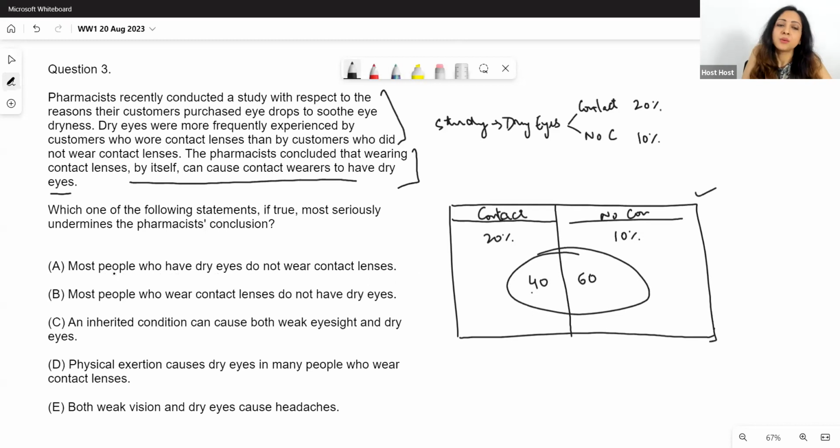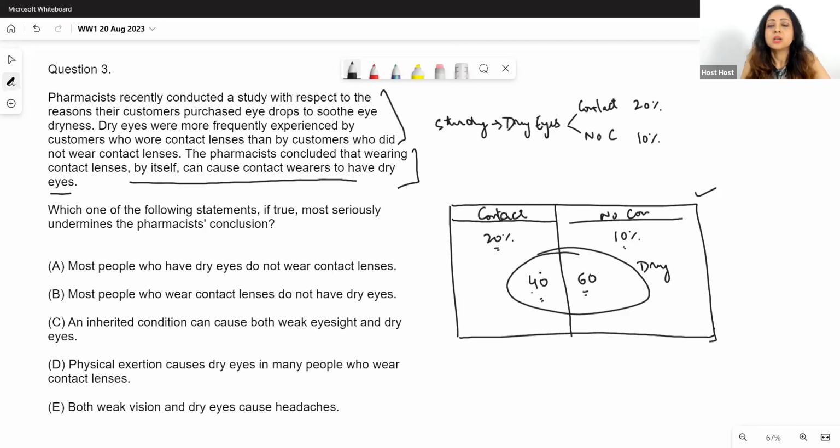Does it make sense? Most people who have dry eyes, this is my dry eyes circle, right? They do not wear contact lenses. So then most means more than 50%, so we've put 60 over here and we've put 40 over here. All right. Now, my point is, is this data consistent? Does it weaken this data of 20% and 10%?